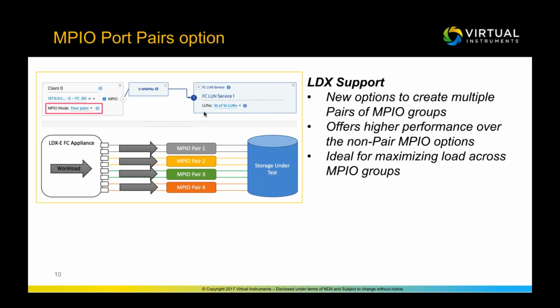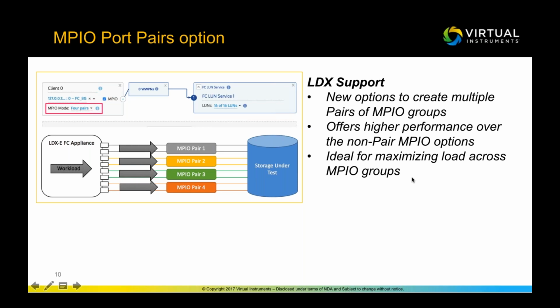The way it works behind the scenes is that when you put in the 4 pairs mode, in this particular screenshot, we automatically take all 8 ports of fiber channel from our fiber channel load generation appliance and divide them into 4 pairs. Each pair will have 2 ports. So basically, that's what it does.